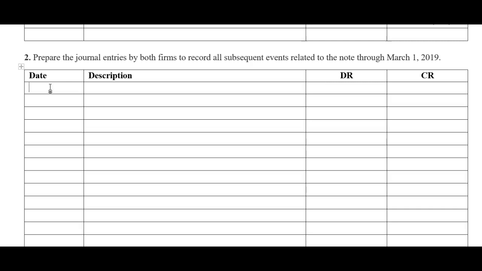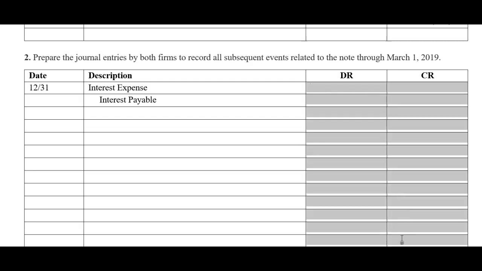So let's start with Greenwald, the borrowing company. On December 31st, Greenwald would have to accrue the interest expense. So on a payable, you're going to record interest expense. We're not going to pay it until maturity, so it's going to go in as an interest payable. Now, how do we calculate the interest expense?